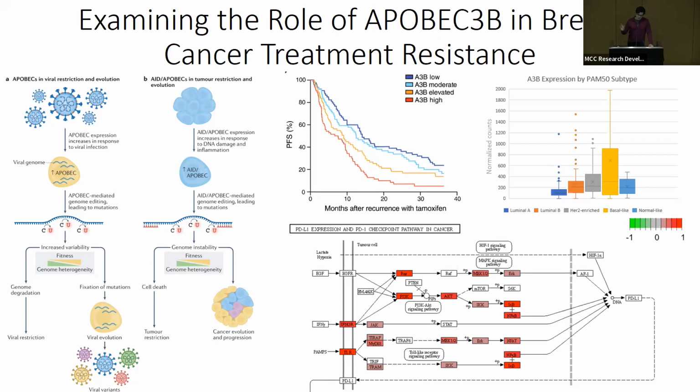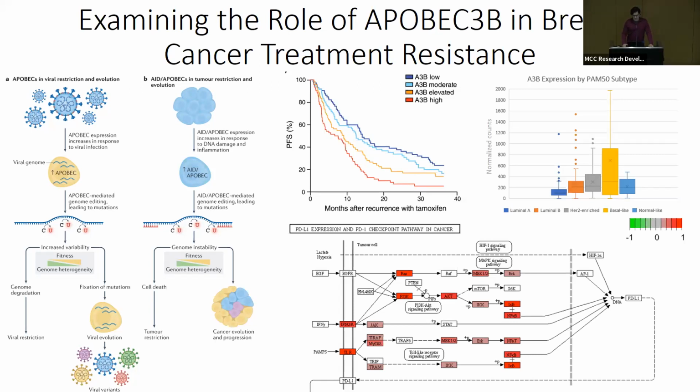And so in the middle panel, you can see that patients with luminal A tumors that received treatment with tamoxifen had overall increased recurrence correlating with higher A3B levels. And based on my initial studies, we see that luminal A has by far the lowest level of A3B expression, and it's much higher in the other PAM50 subtypes, namely basal, HER2, and luminal B. And so these are generally thought to be a little more challenging to treat within patients.